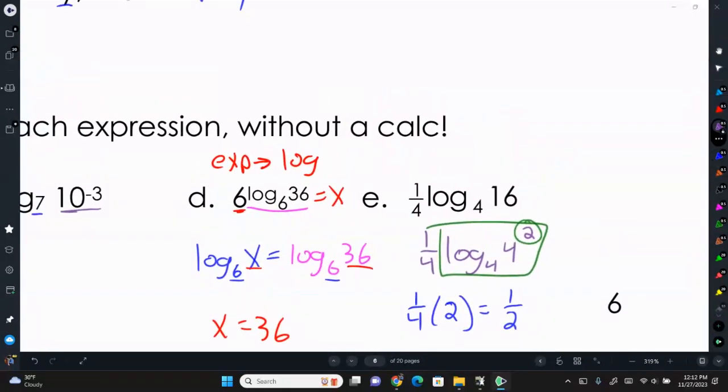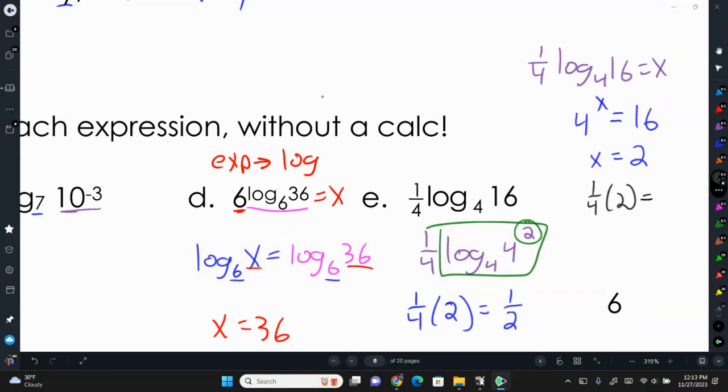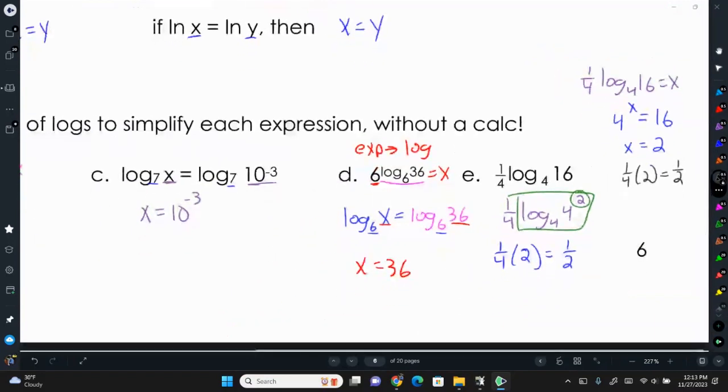Another way of doing it is switching it to exponent form and say, okay, we're going to ignore that 1/4 for a minute. So log base 4 of 16 equals x. So we have 4 to the x power equals 16. Well, x has got to equal 2 because 4 squared is 16. But then we have that 1/4 now. So 1/4 times 2 equals 1/2. I like the first way that I did it better, but you're free to do whatever you want.